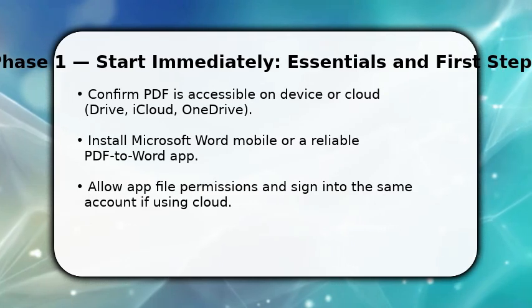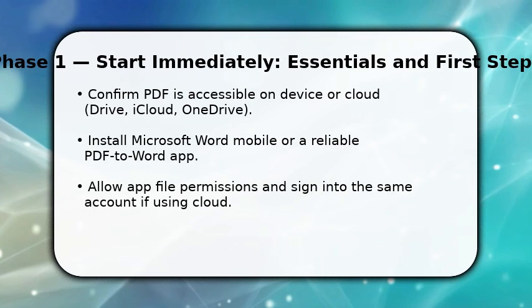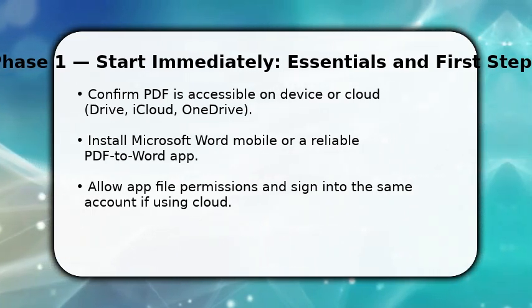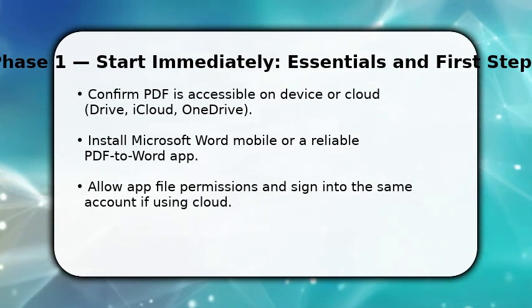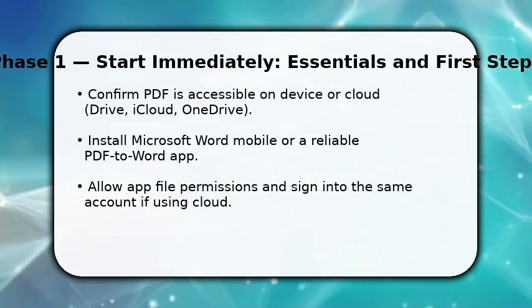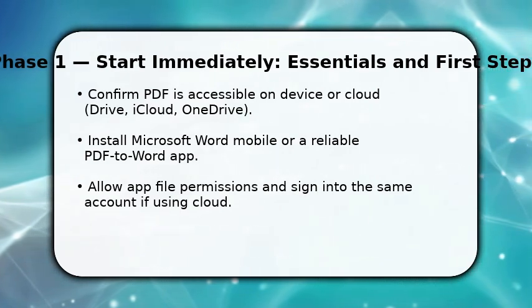You start by opening the PDF where it lives. You need the file and an app that converts. Once the PDF is reachable in Drive, iCloud, or local storage, open Microsoft Word Mobile or a conversion app. Make sure you grant storage and account permissions so the app can read and write files. If using cloud, sign into the same account to avoid duplicate copies.